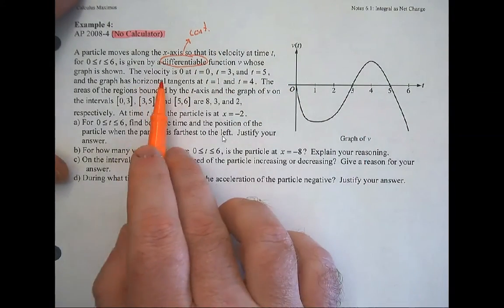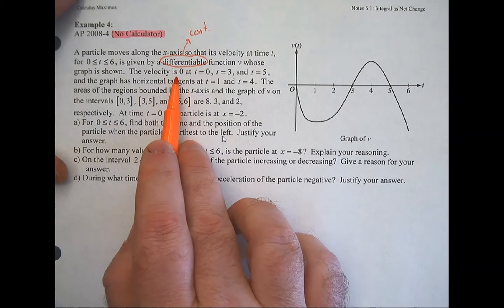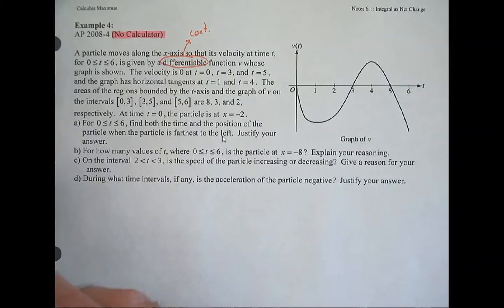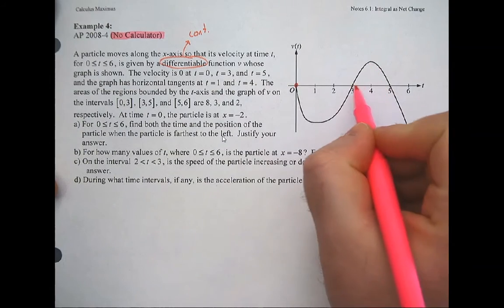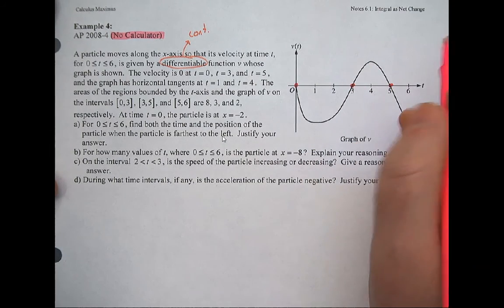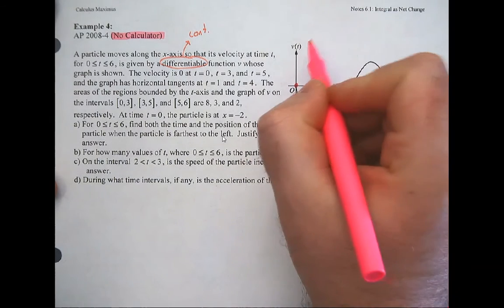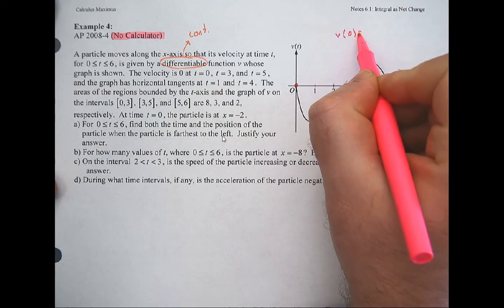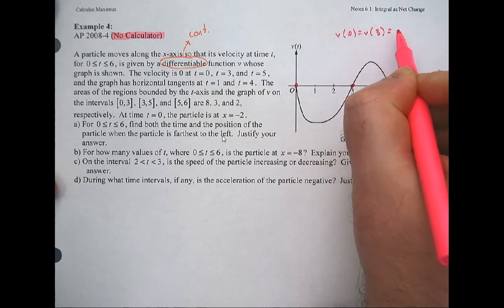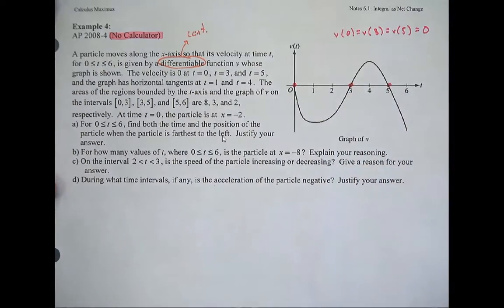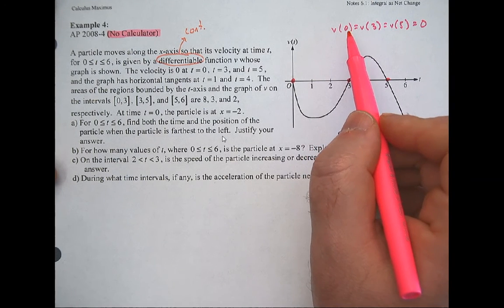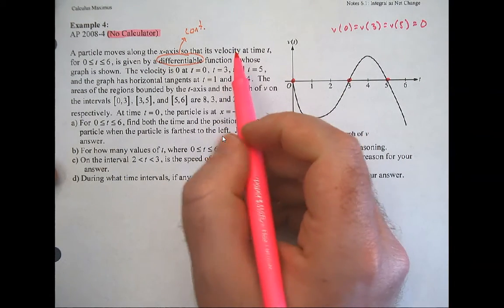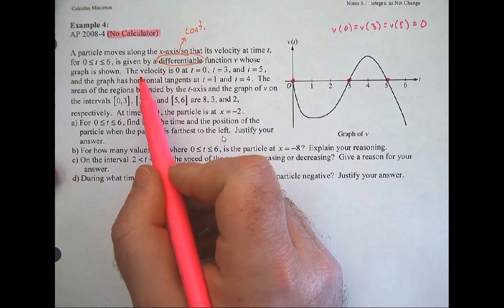V, whose graph is shown. So here's our picture. The velocity is 0 at time 0, 3, and 5. So here, here, and here all have a velocity of 0. So V of 0 equals V of 3 equals V of 5 equals 0. That's probably going to come into play later because when our velocity is 0, you could switch signs. So those would be important places when we're talking about the position or what direction our particle is moving.